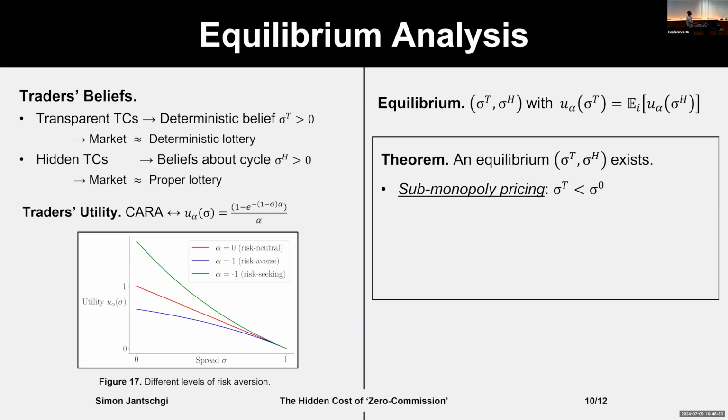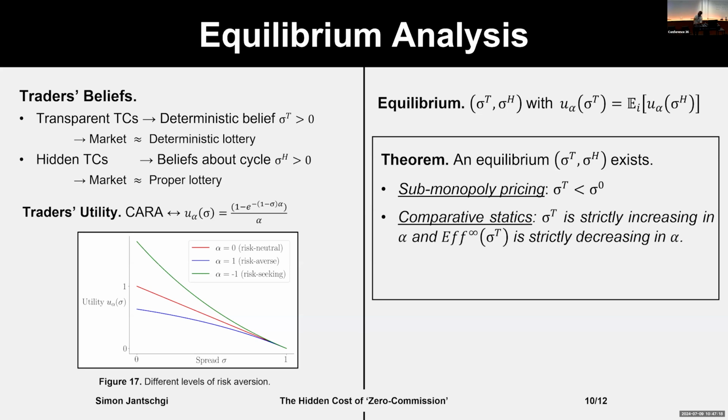It's going to be sub-monopoly pricing, that is, transparent transaction costs need to be charged at a level that is not the revenue maximizing one. Why? Because the revenue maximizing one is the baseline that you get in a market with hidden transaction costs, and the cycles are actually always price improvements. So if you want to have an equilibrium, the transparent transaction costs need to be somewhere strictly in the interior of these price cycles.